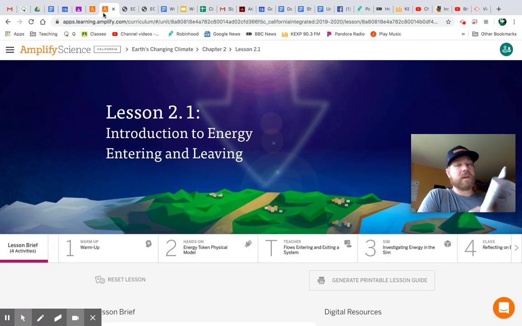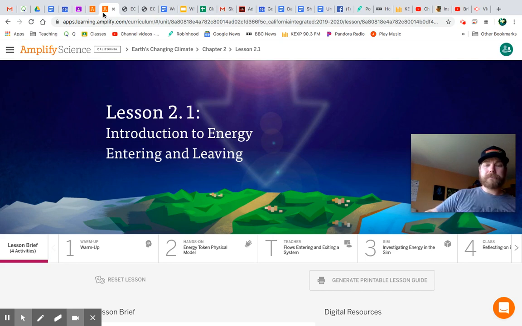Let's read our introduction for today's lesson, 2.1. Introduction to Energy Entering and Leaving. The research you conducted as a student climatologist has shown that at the same time ice is melting on Earth, carbon dioxide and methane are increasing in the atmosphere, and that results in higher temperatures. But again, why? Temperature is tied to the amount of energy absorbed by Earth's surface. What can affect absorbed energy?